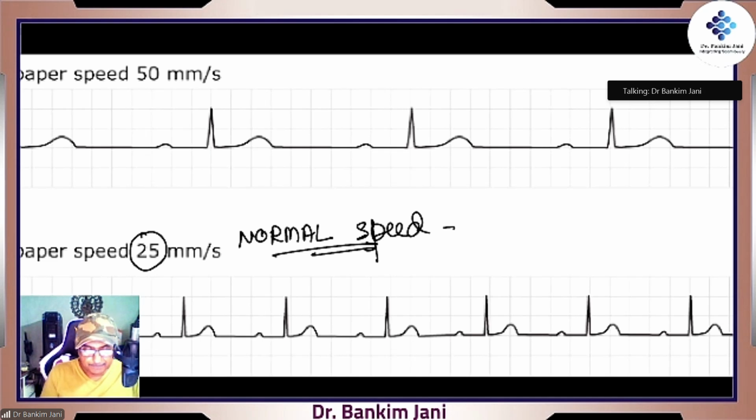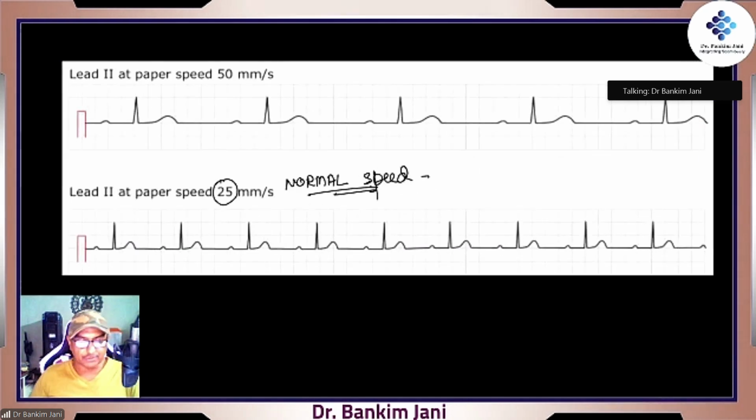At times, you will be running the ECG at a faster pace. The paper is moving at the speed of 50 mm per second. So in that case, when you calculate, this is because the paper is moving at double the pace. So now you will be calculating how much? 2 big boxes.